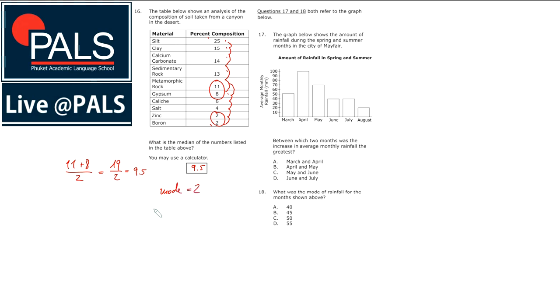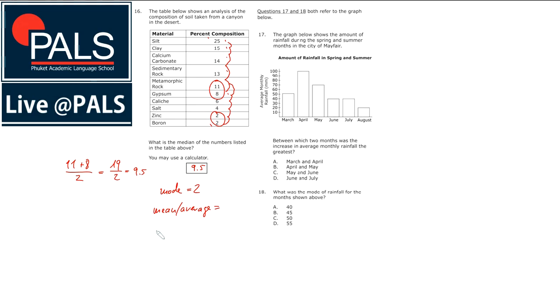If we would be asked for the mean or the average, then we would sum up all these numbers: 2 plus 2 plus 4 plus 6 plus 8 plus 11 plus 13 plus 14 plus 15 plus 25, and then we would divide this by the number of numbers that we added up. So these are 10. So the sum of all of this divided by 10 would give us the average. I'm not going to do that now.